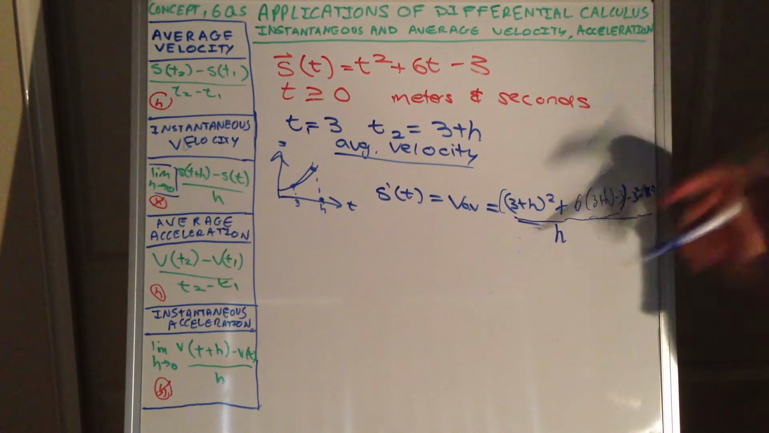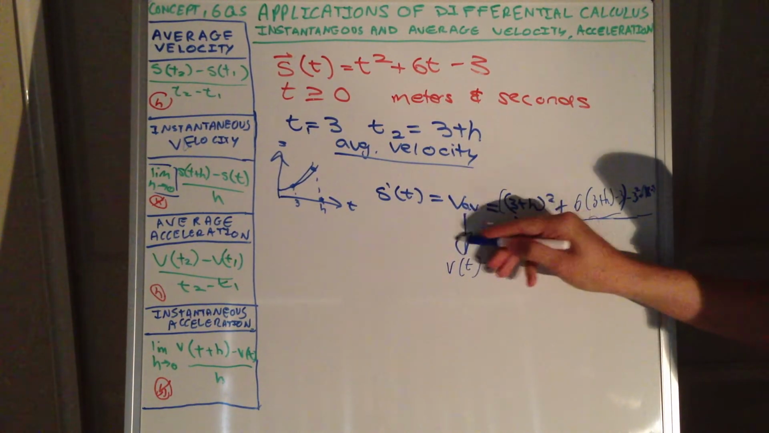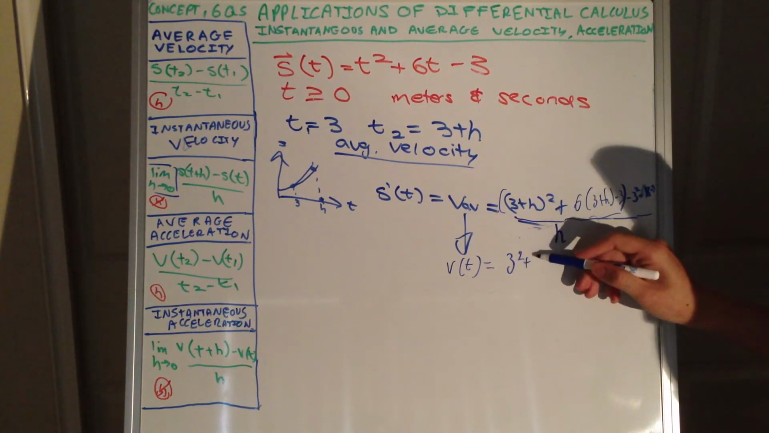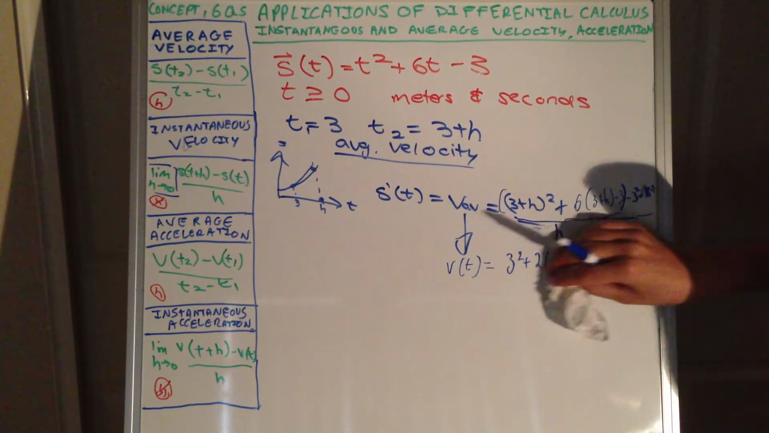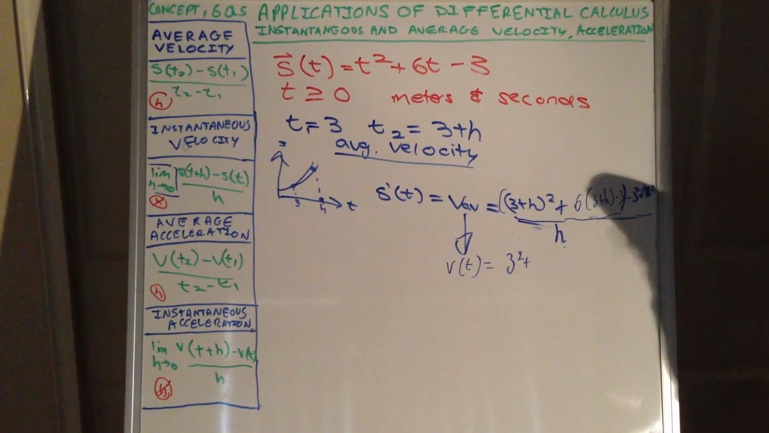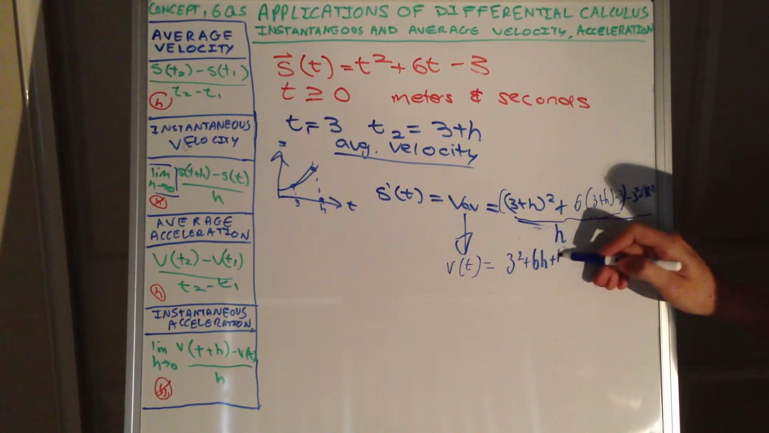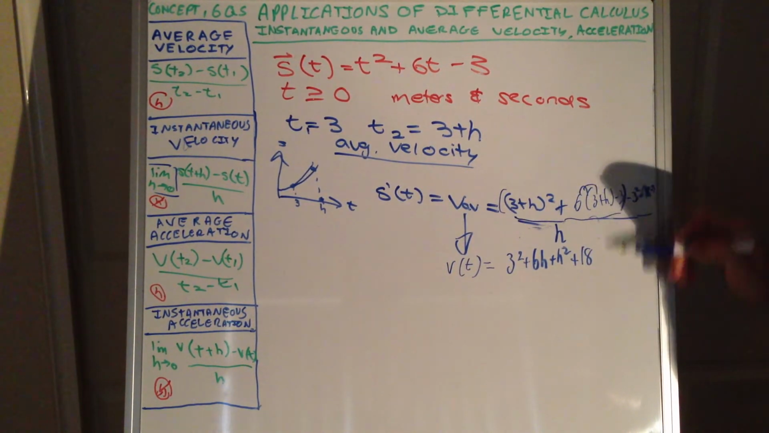Okay, so now our v of t, our velocity function based on the average velocity there, is going to equal 3, and then we go 3 squared, and then we have 2 lots of 3h, so that makes 6h, plus h squared, and then it's plus 18, and then we have plus 6h, then take 3, and then take 9, and then take 18, take 3.